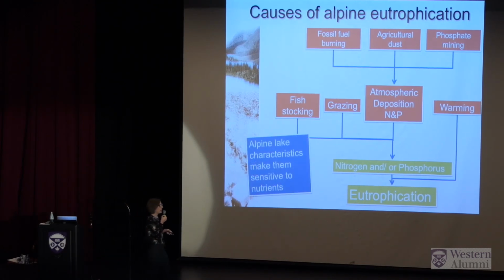Add to this that alpine lakes have a lot of special characteristics that make them more susceptible to eutrophication. Some things, like having really thin soils in their catchments and not a lot of vegetation, things that would typically take up nitrogen and phosphorus on the way to the lakes, just aren't doing that same type of job.